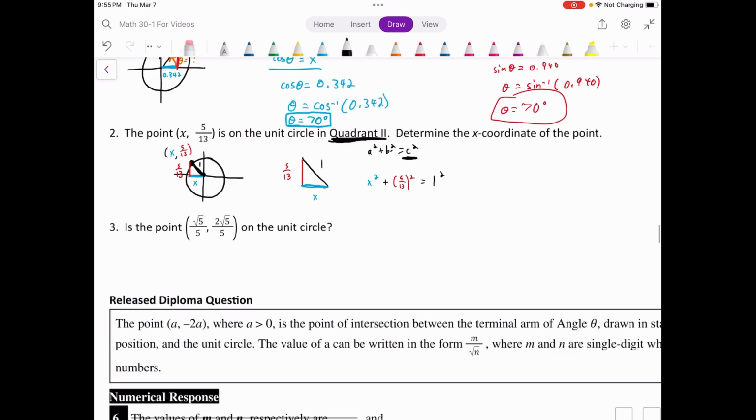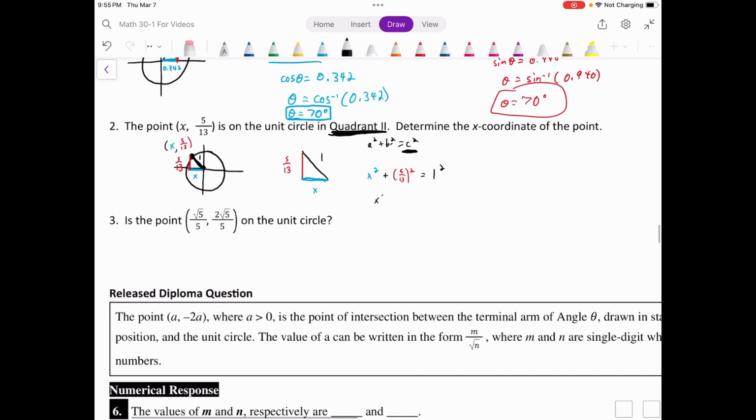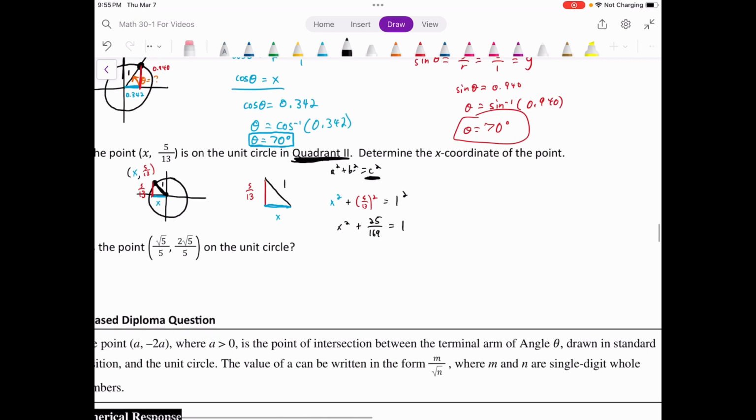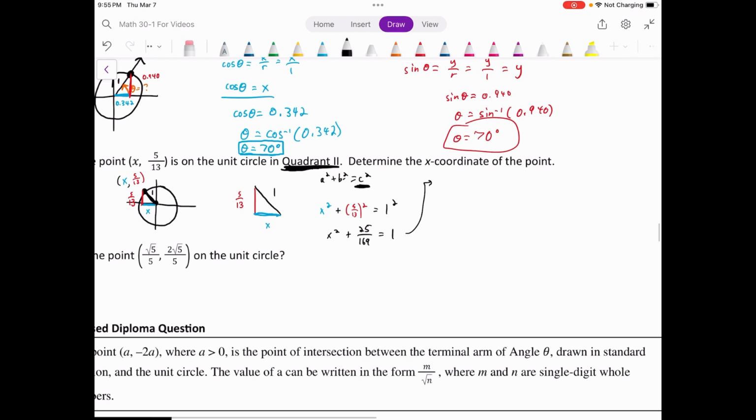Right? Meaning that x squared, I'm just going to drop the color coding here now, x squared plus 5/13 squared, that's 5 squared over 13 squared. 5 squared is 25, 13 squared is 169, and 1 squared is 1. And we're getting there. We just got to solve for x now. So x squared equals, let's subtract 25 over 169 from both sides.